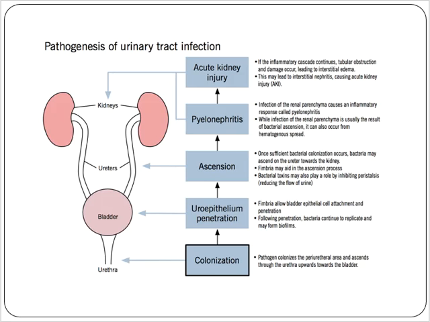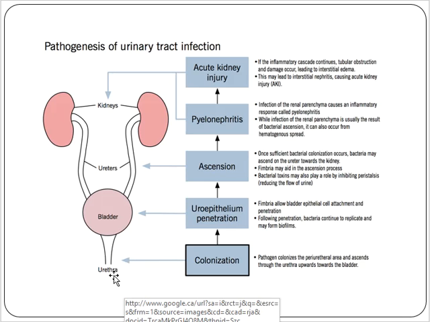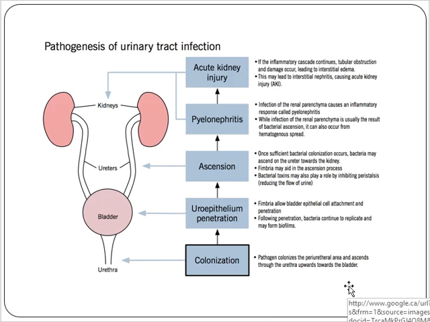This is just the patho of a UTI. So initially, colonization occurs down here in the urethra. The pathogen colonizes the urethra area and then ascends upwards towards the bladder. Once it penetrates the bladder, bacteria continues to replicate and form many biofilms. After that, once sufficient bacterial colonization occurs in the bladder, bacteria may start working its way up the ureters towards the kidney.